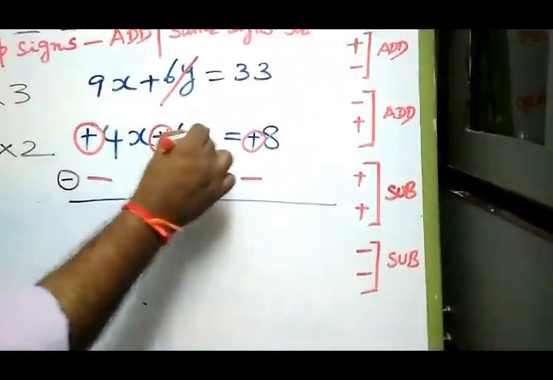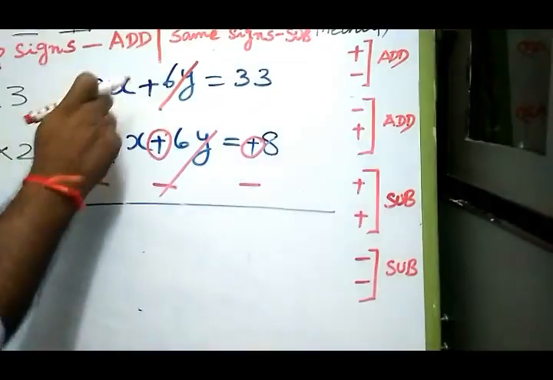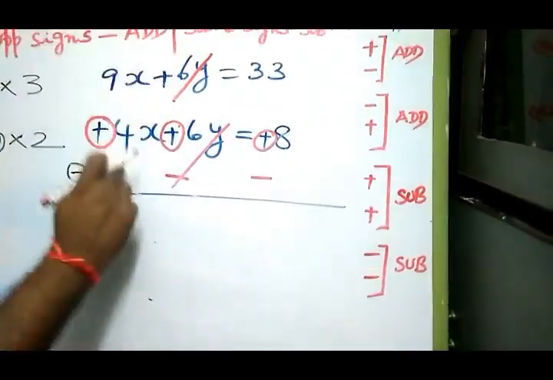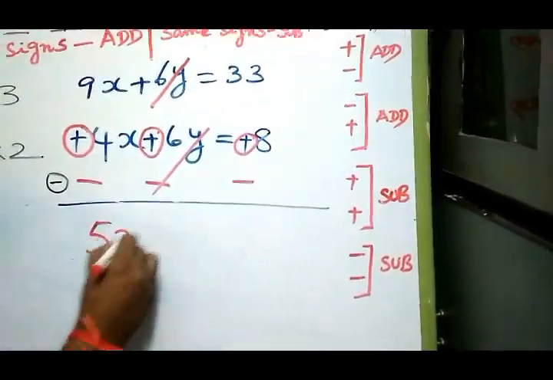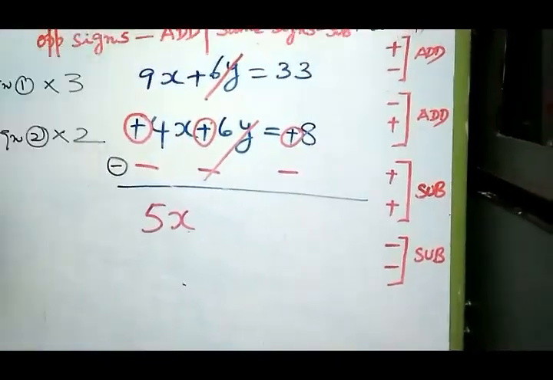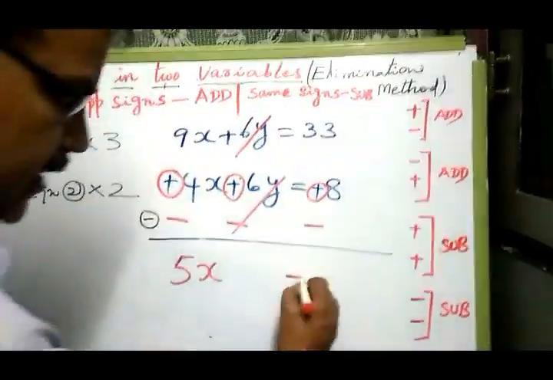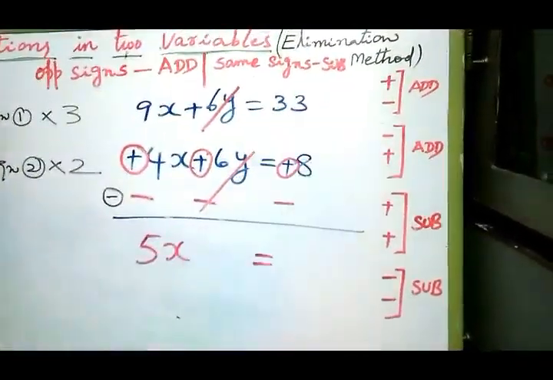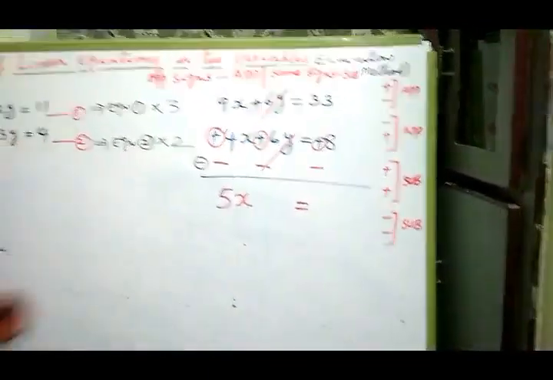Plus 6y minus 6y will be 0. Now 9x minus 4x is equal to 5x, is equal to 33 minus 8. What is 33 minus 8?